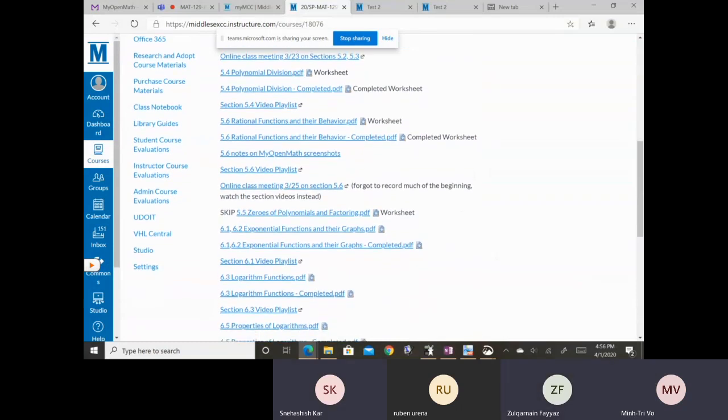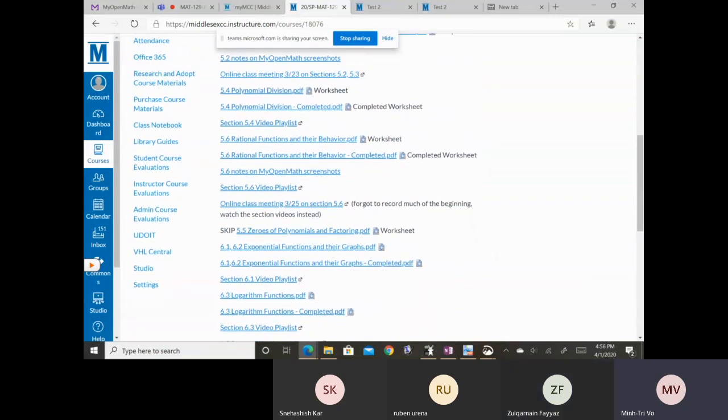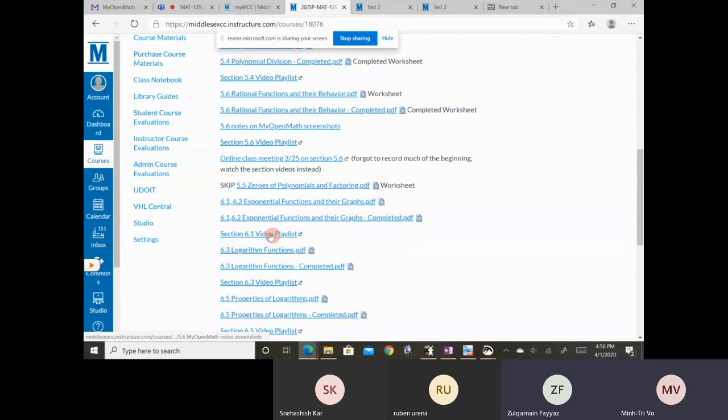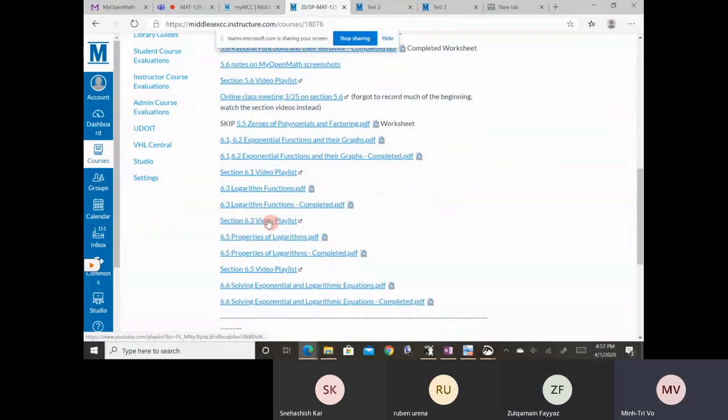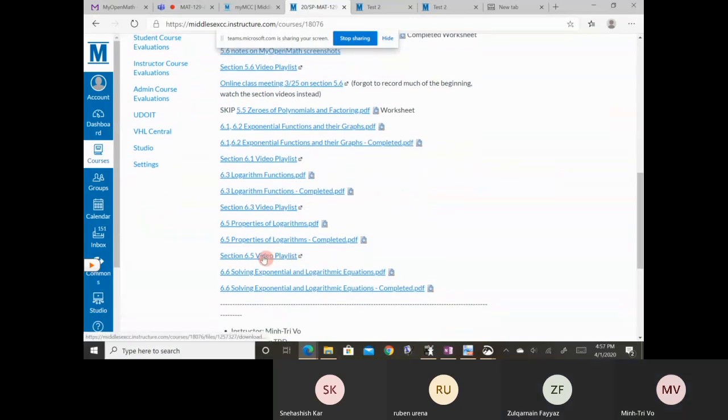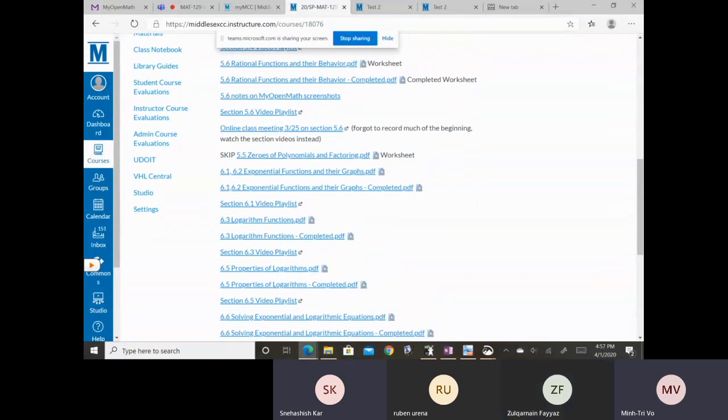Okay, and this is even on the sections that don't have a meeting, right? So all the sections have videos associated with them. Like what I'm discussing now, section 6.1 has videos for that section. Section 6.3 has videos for that section, and section 6.5 has videos for that section. So regardless of whatever we're going through in the meetings, the videos for those materials are already up. Okay, got it.